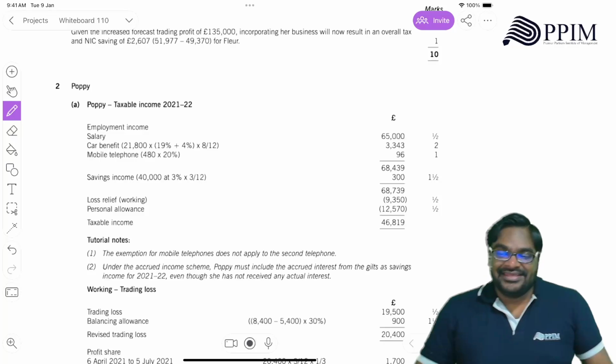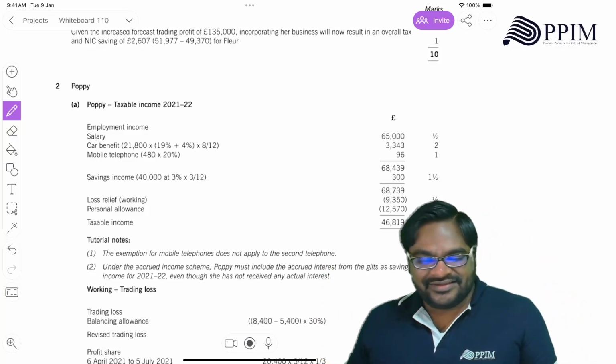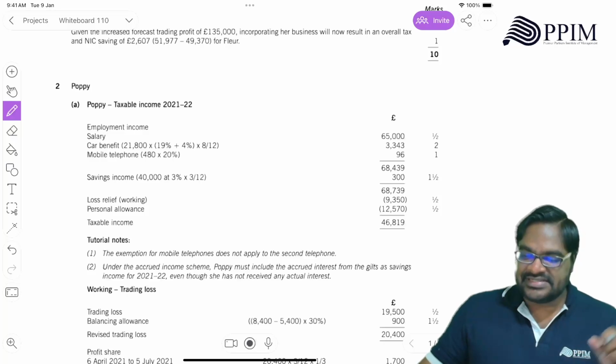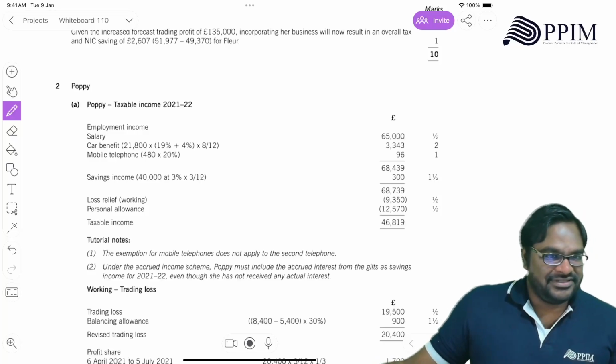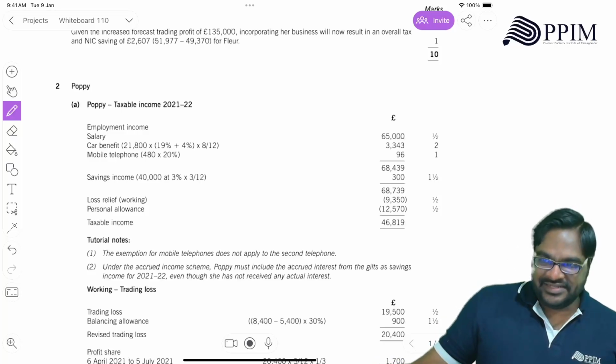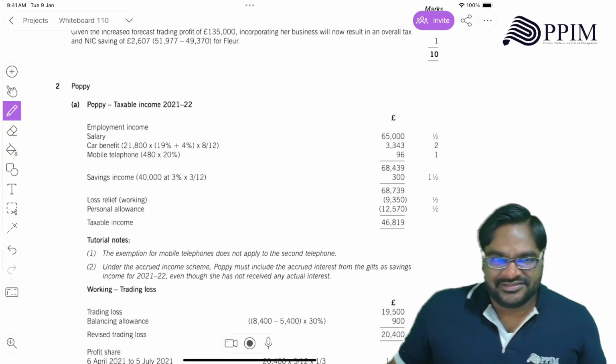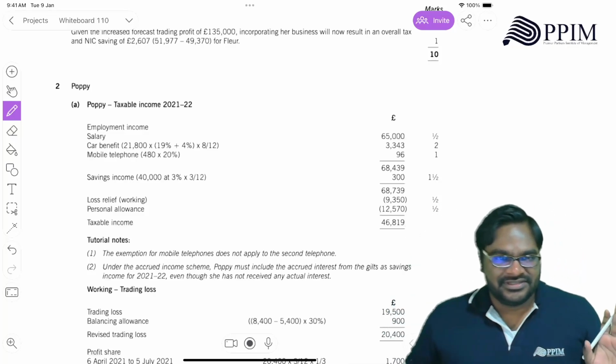Right. So employment income, salary they have taken, car benefit. The calculation amount is slightly different because at that time the rate started with 19%, not from 20%. So don't worry about that. Okay? Clear?